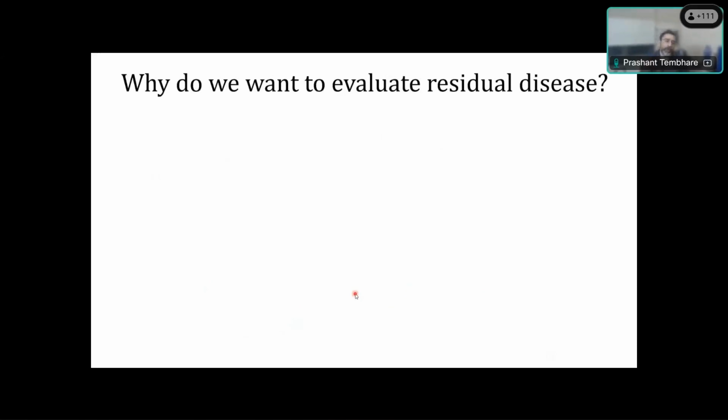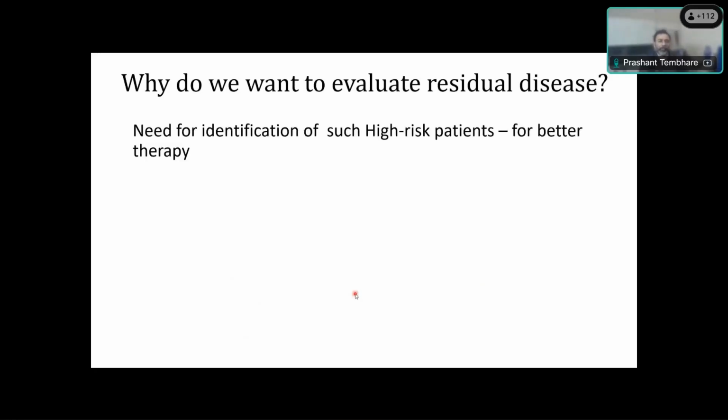Now, why do you want to evaluate the level of residual disease? Can we just say it's present or absent, or do we need to quantitate it? First of all, as I already told you, the need for identification is because if a patient has residual disease, that means the residual disease is resistant to the given treatment, and this will eventually grow back and cause relapse of the disease.